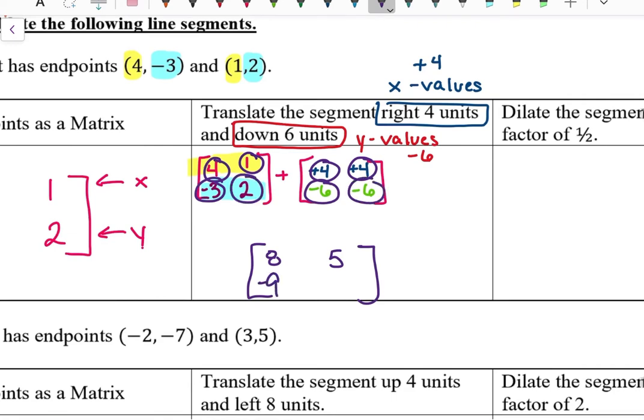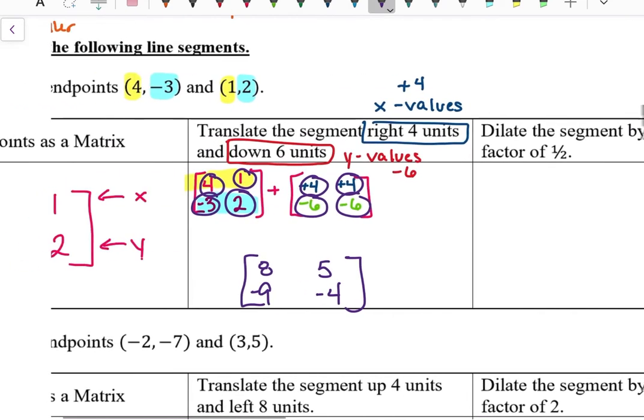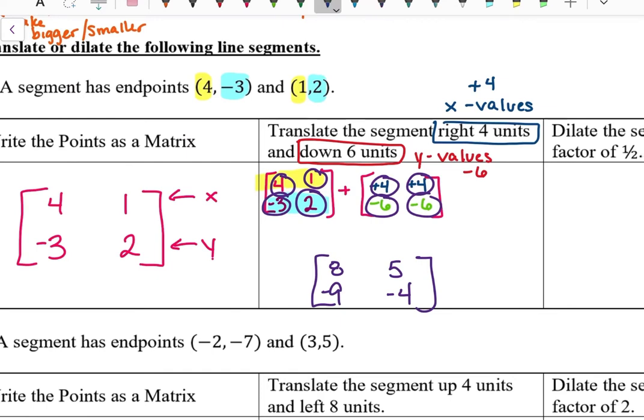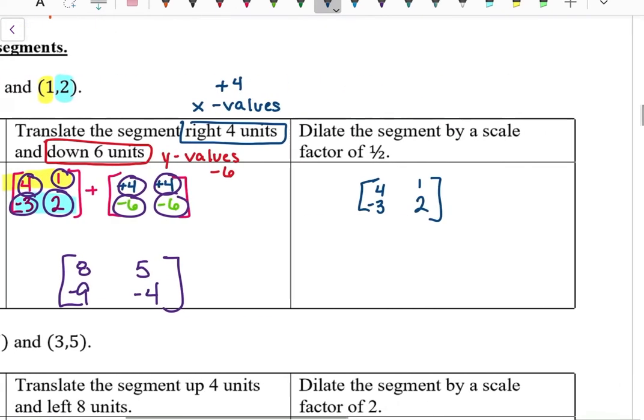And 2 minus 6, that'll be -4. For the next one, we are going to want to dilate our segment by a scale factor of 1/2. So here's my original matrix again. I'm going to have it be 4, 3, 1, or -3, 1, 2. Just copying it from over there.